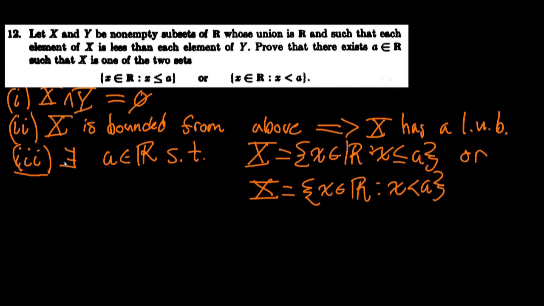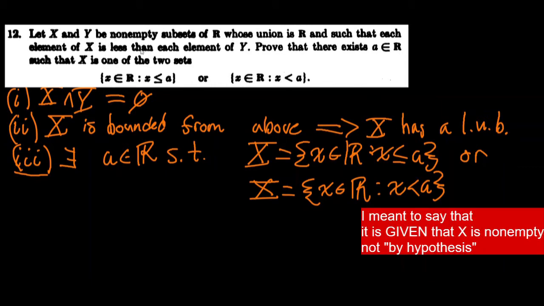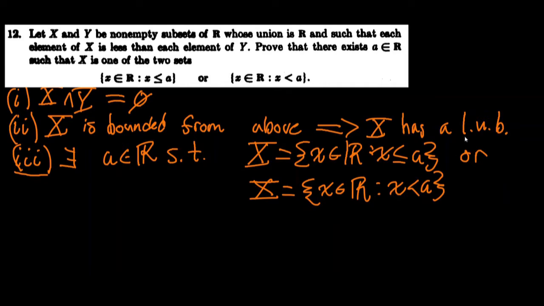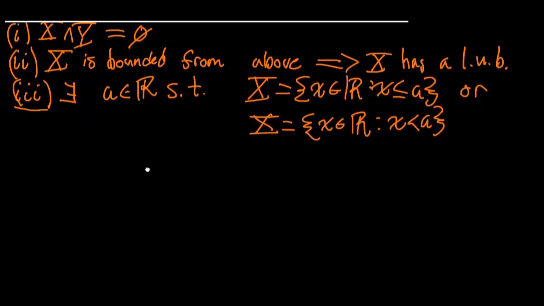Just to recap, the least upper bound property of the real numbers states that if a non-empty set is bounded from above, then that set has a least upper bound. We know that X is non-empty because by hypothesis, X and Y are non-empty. And once we prove 2, we know that X is bounded from above. Therefore, by the least upper bound property, X must have a least upper bound. But before we prove 2, let's prove 1 real quick.